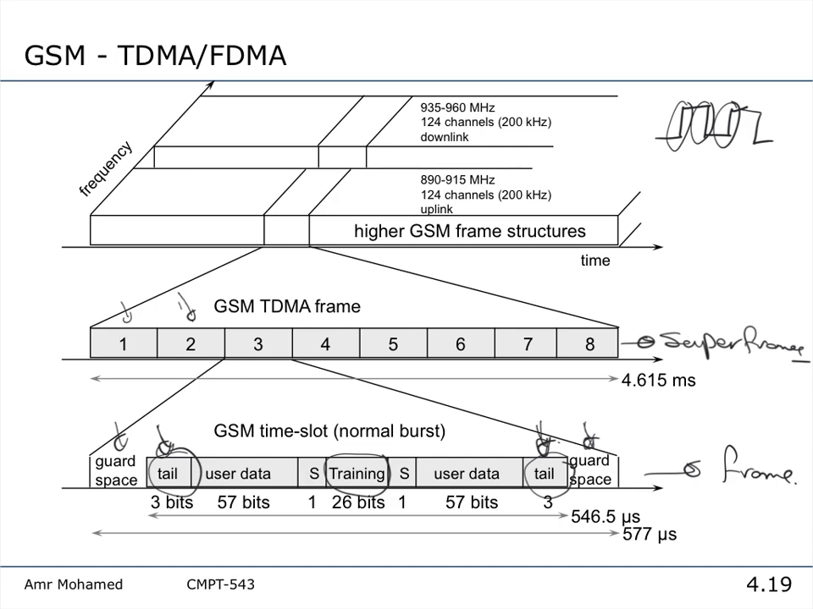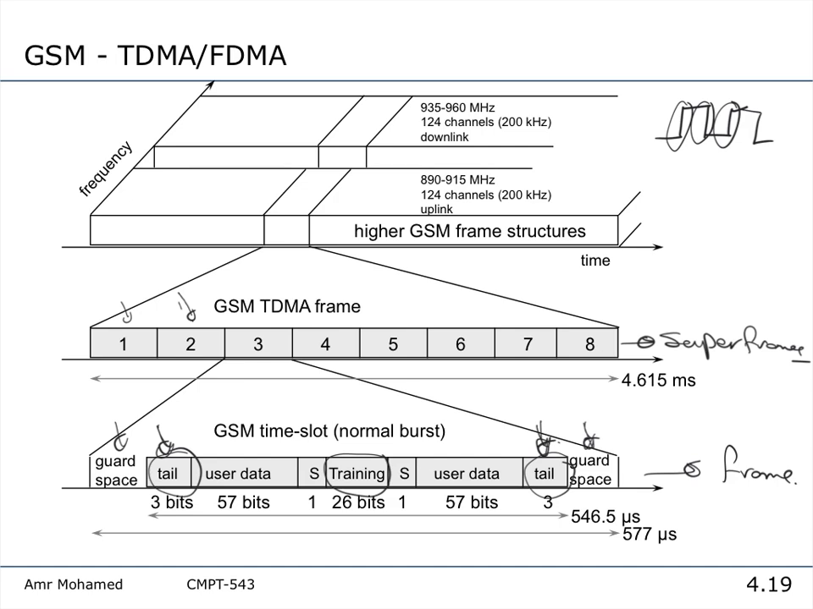We call this training sequence or training bits. All of these are non-data bits, right? The tail and the training sequence, these are non-data bits. This is not data, right? These are control bits that are used for specific functionality. We said the tail bits are used for synchronization. The training sequence is used for channel estimation.